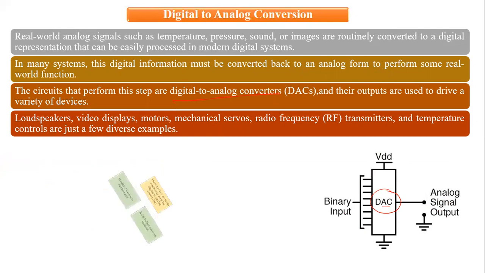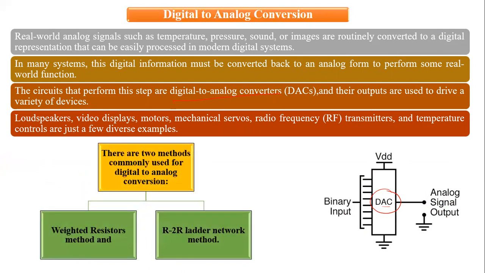Okay, so we have two types of methods or structures which are used to build the digital to analog converter. The one is the weighted resistor type, and the second is the R2R ladder network, right? These two methods are used to convert the digital signal into an analog signal.